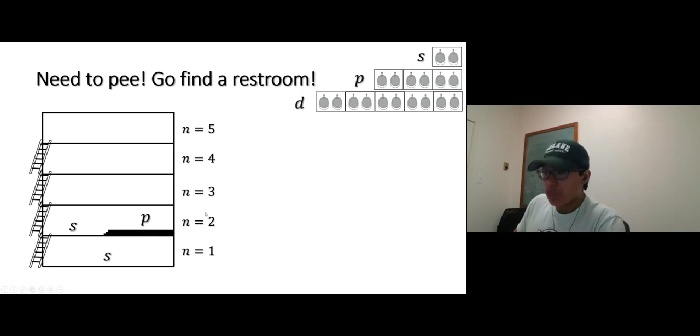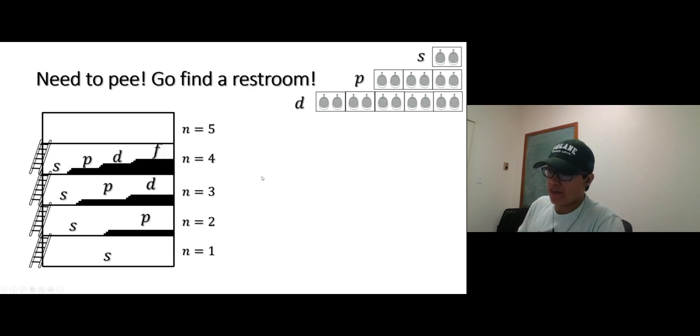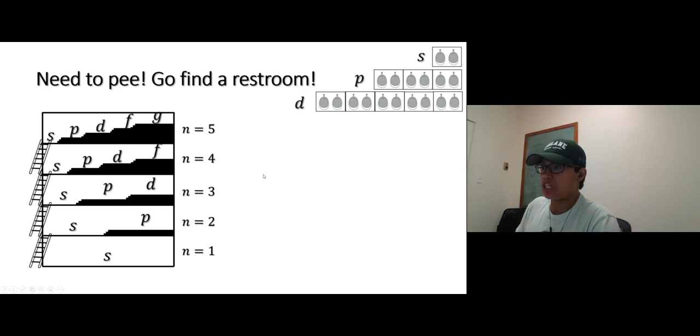On level 3, the third floor, there's an S restroom, a P restroom, and a D restroom. And D holds more people. 10 people can fit into the D restroom. Level 4 has S, P, D, and F. On floor number 5, S, P, D, F, and G. So it's got more and more restrooms.